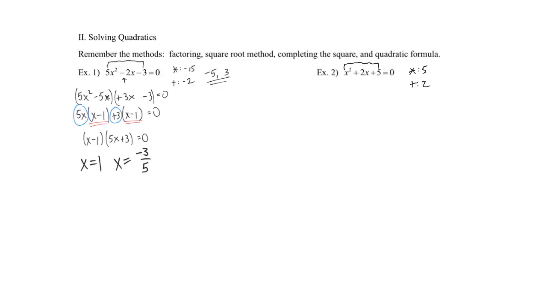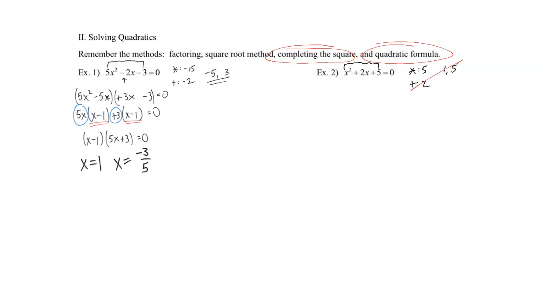Now, are there numbers that will multiply to 5 and add to 2? Well, the only 2 numbers that multiply to 5 would be 1 and 5, and those numbers do not in any way add to positive 2. And so, therefore, you cannot factor this particular quadratic. You're going to have to use either completing the square or quadratic formula. Now, which one you use is up to you.